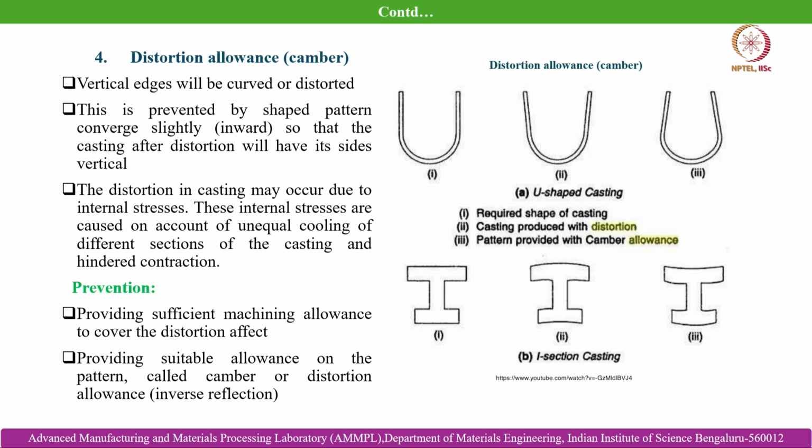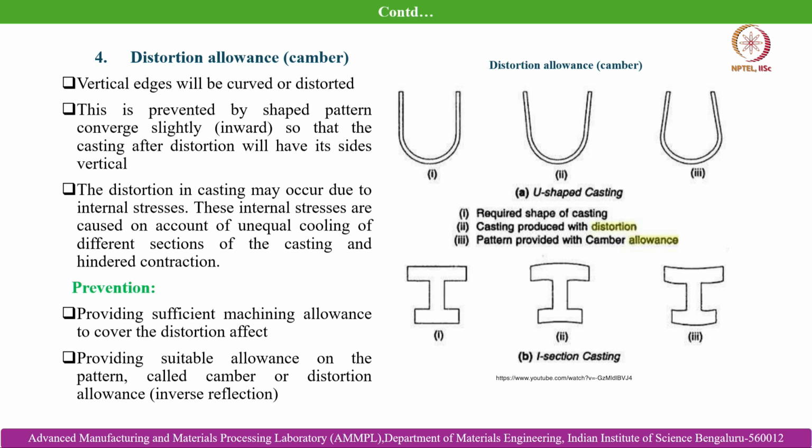Provide sufficient machining allowance to cover the distortion effect, and provide a suitable allowance on the pattern, which is called camber or distortion allowance. That means a negative allowance is provided by making the pattern distorted at the beginning, in the opposite direction to what is expected, so that it ends up in the actual shape after freezing.